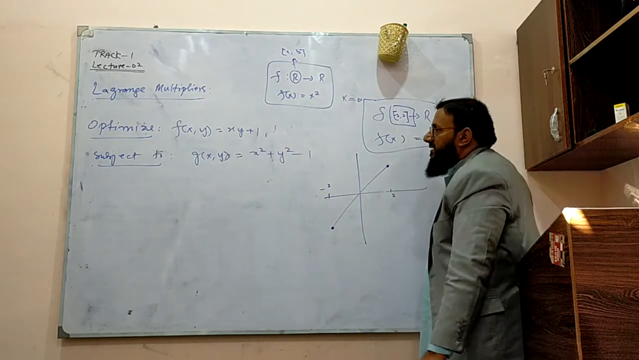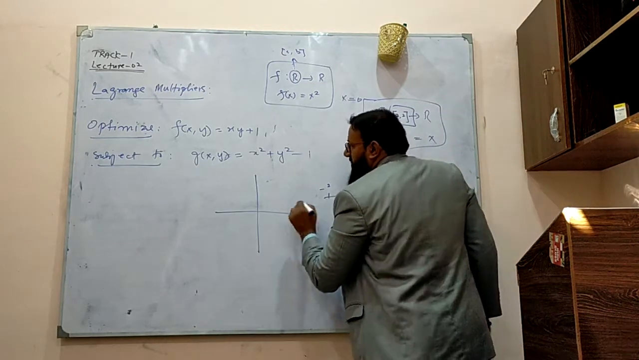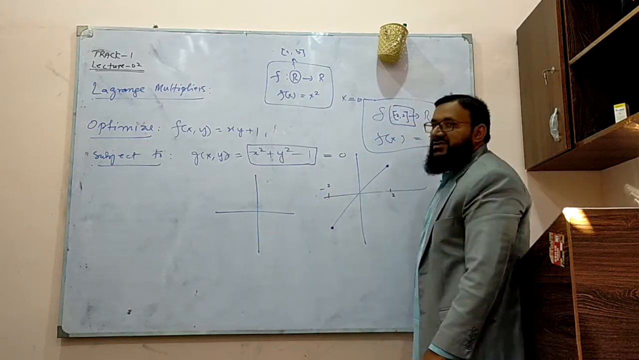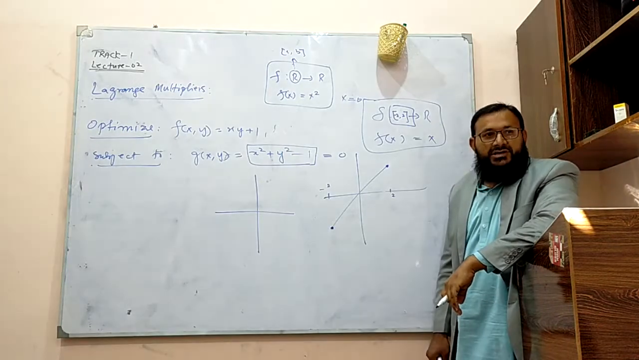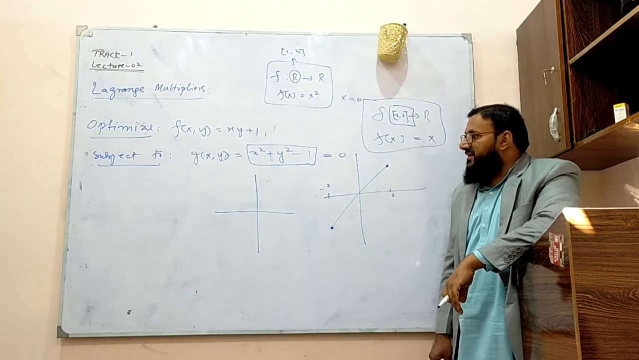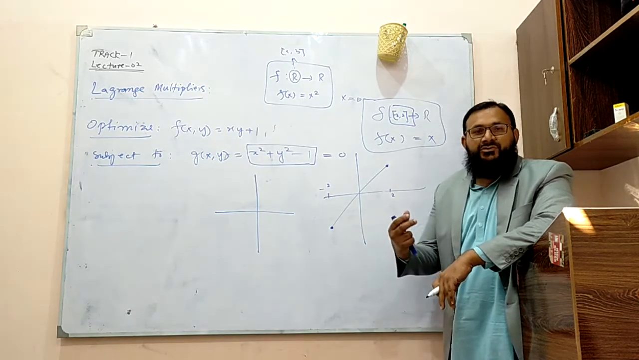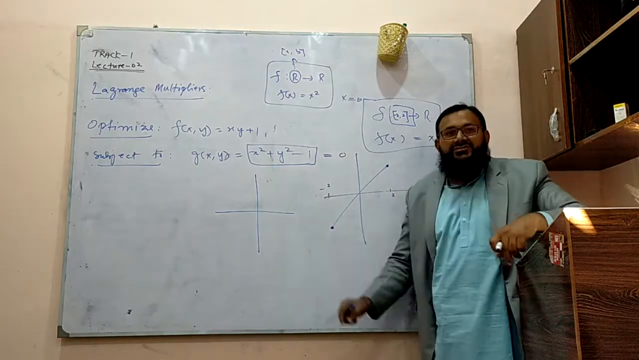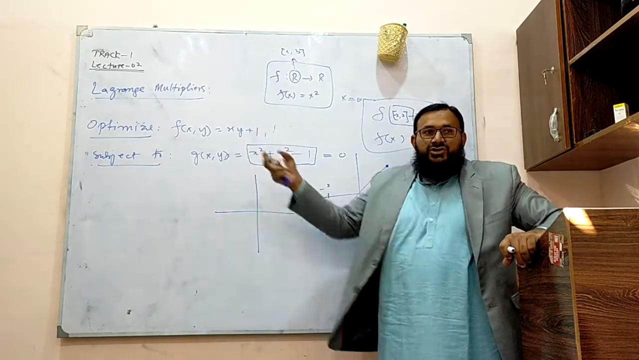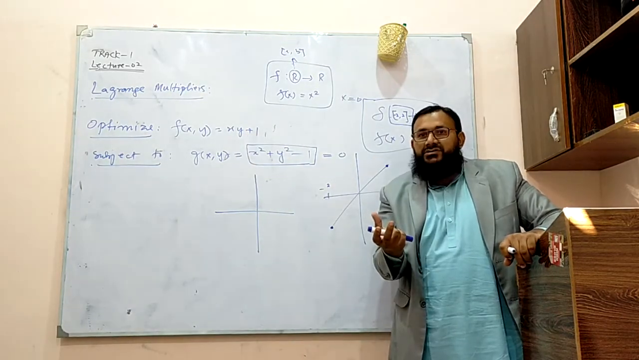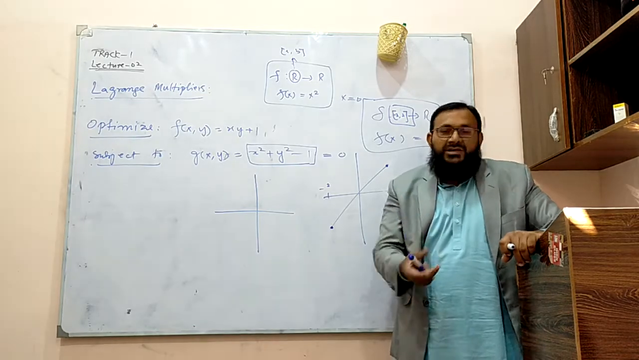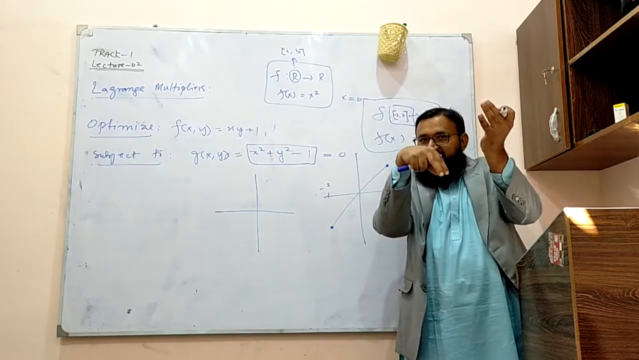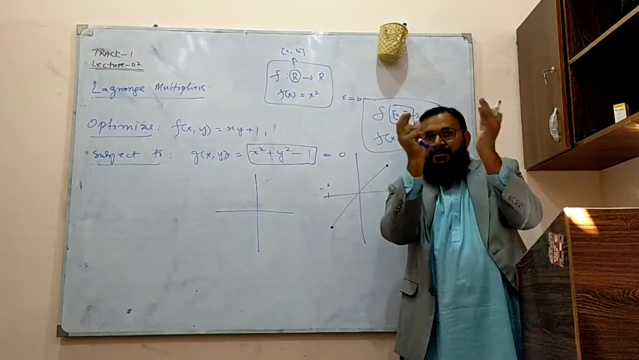So what is the idea? The idea is that this is the equation of a circle, x square plus y square minus 1 equals 0. It is a circle in the xy plane, but if you extend it to 3D, it becomes a cylinder. This is the equation of a cylinder, and this is another surface. On that cylinder, you have to find the minimum or maximum values of this particular function on the boundary of that cylinder, not inside the cylinder, not outside the cylinder, on the boundary of the cylinder.